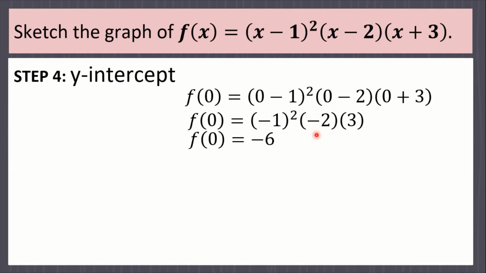Then simplify natin to. Negative 1 squared or negative 1 times negative 1 is positive 1. Times negative 2 is negative 2. Times 3 is negative 6. Therefore, our y-intercept is negative 6. In ordered pair, we say that the graph will meet the y-axis at 0, negative 6. This time, ang x value ng ordered pair natin ay 0 at ang y-intercept natin is negative 6.